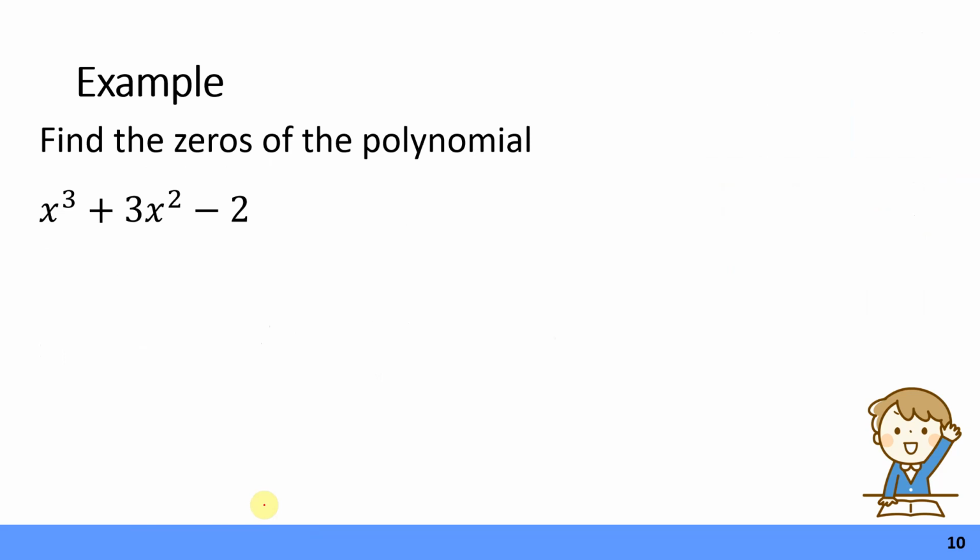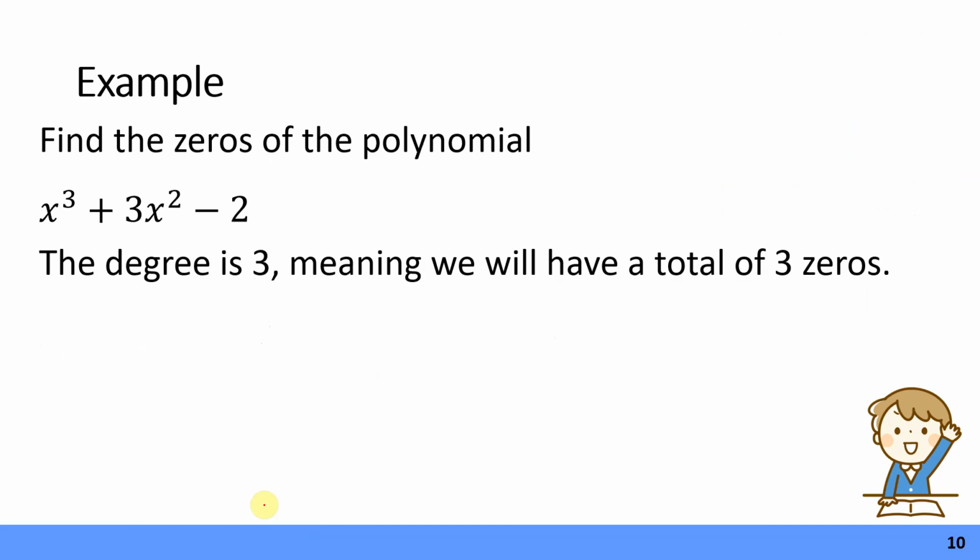All right, we still have a couple more examples. Let's go ahead and try one more. Find the zeros of the polynomial. We have a polynomial there. The degree of this polynomial is 3. Again, that's the highest exponent. So that means I'm not going to be done until I have a total of 3 answers.